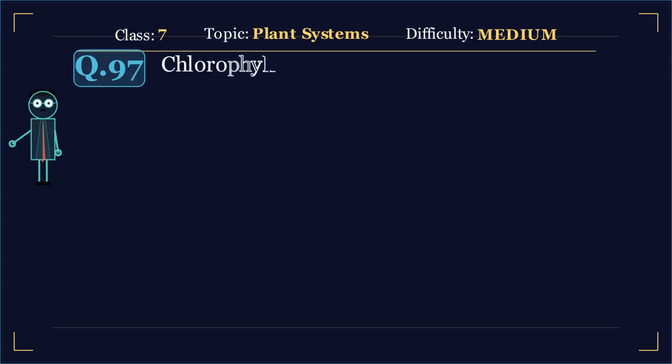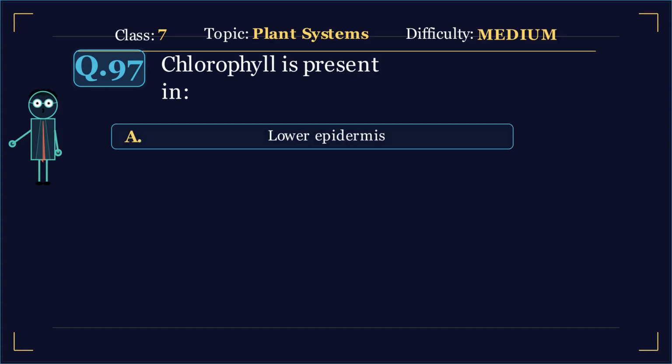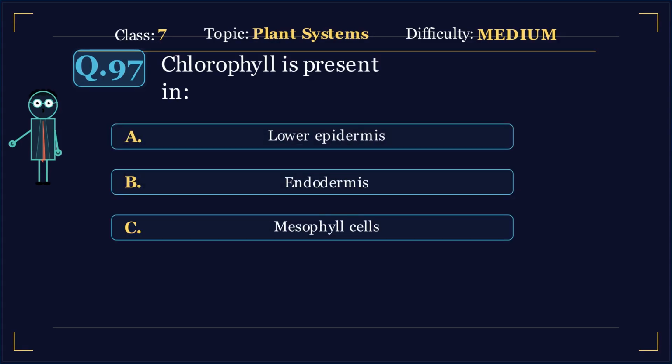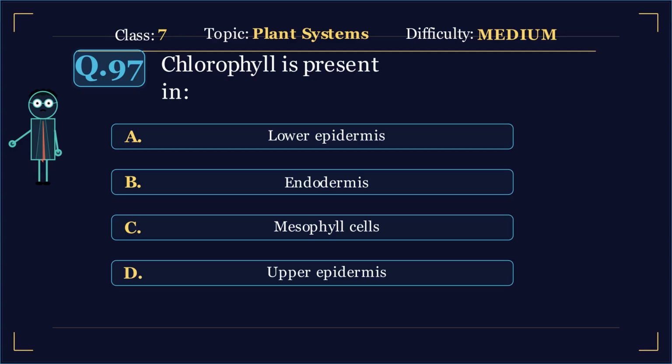Question 97. Chlorophyll is present in: Option A, lower epidermis. Option B, endodermis. Option C, mesophyll cells. Option D, upper epidermis. The correct answer is option C.